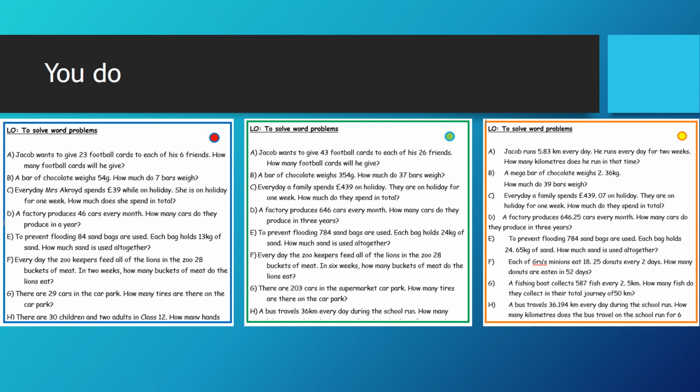Okay, all the work is on Purple Mash. So once you've completed, submit it so the teachers can see your work.